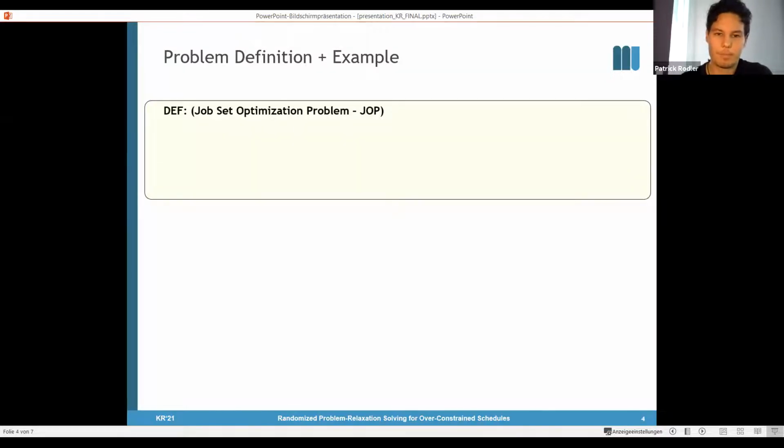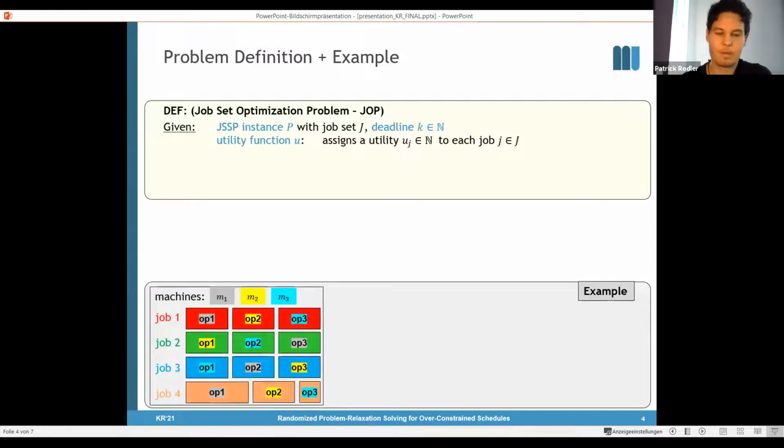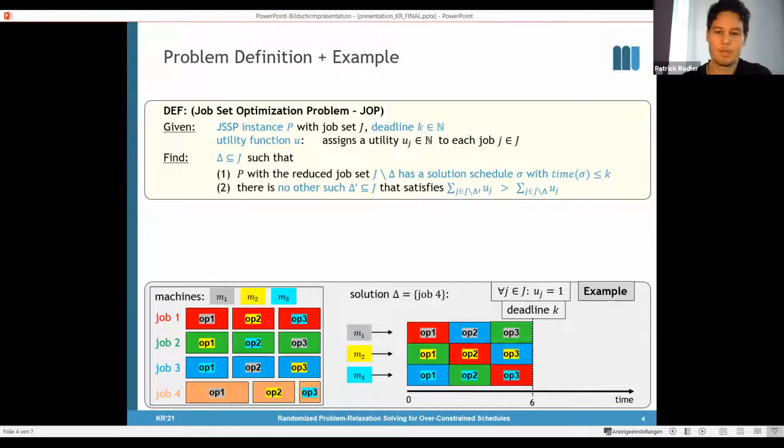Then we have the job set optimization problem, which assumes given a JSSP problem instance, as we have seen on the last slide, along with a deadline and with a utility assigned to each of the jobs, where in this particular example, we assume uniform utilities. And we then search for a job set to be eliminated such that the remaining jobs can be scheduled in time and have a maximum utility. So one solution to this problem would be to eliminate job number 4. This would lead to this schedule here.